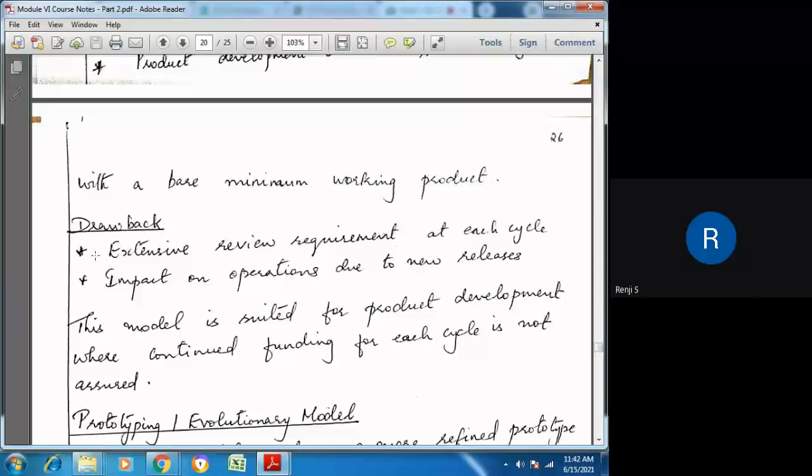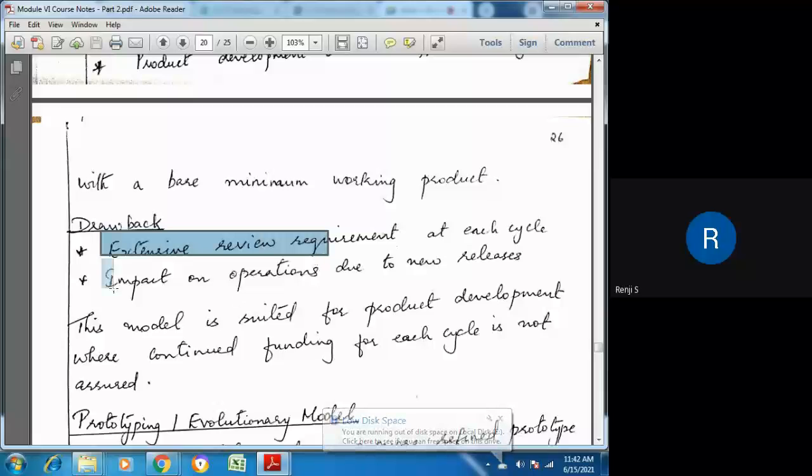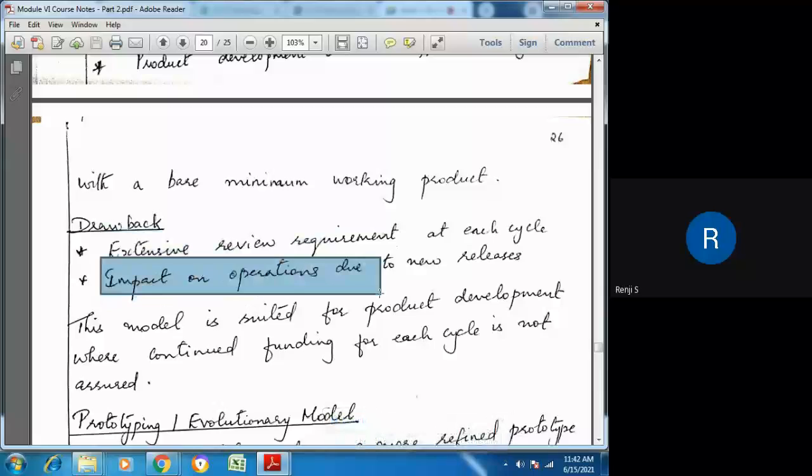Then, impact on operations due to new releases. That's what I said now. When a particular functionality is to be reviewed, they have to check if any other operations will be affected when a new change is being made. So to check these, extensive review has to be carried out in order to identify whether there is an impact on other operations due to new releases.